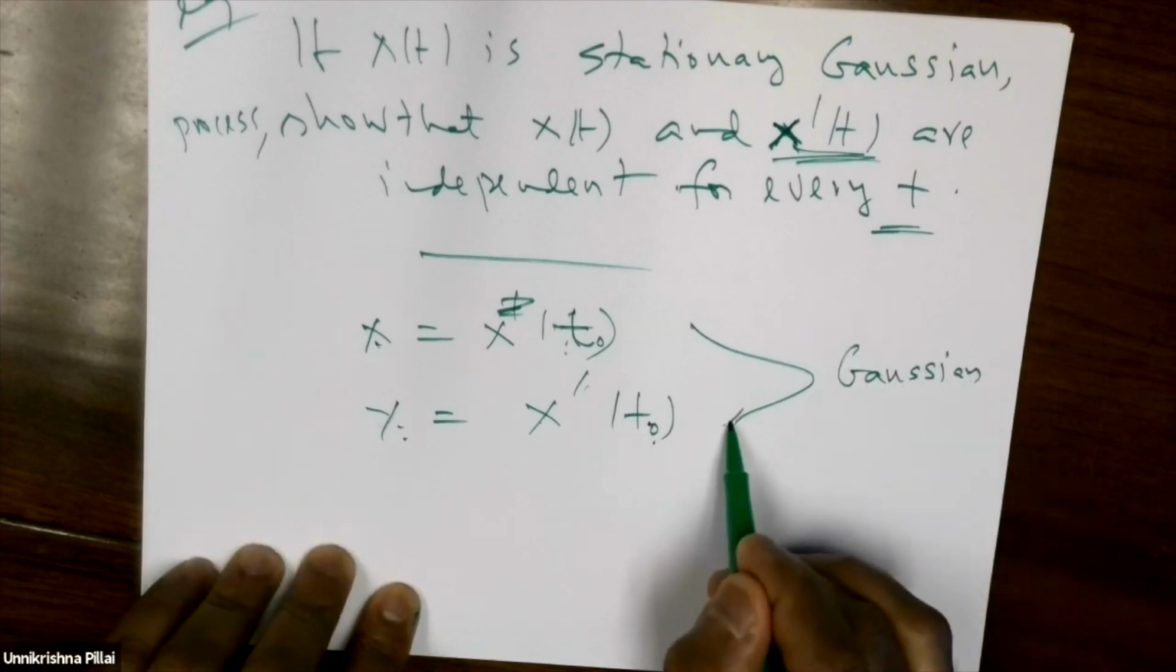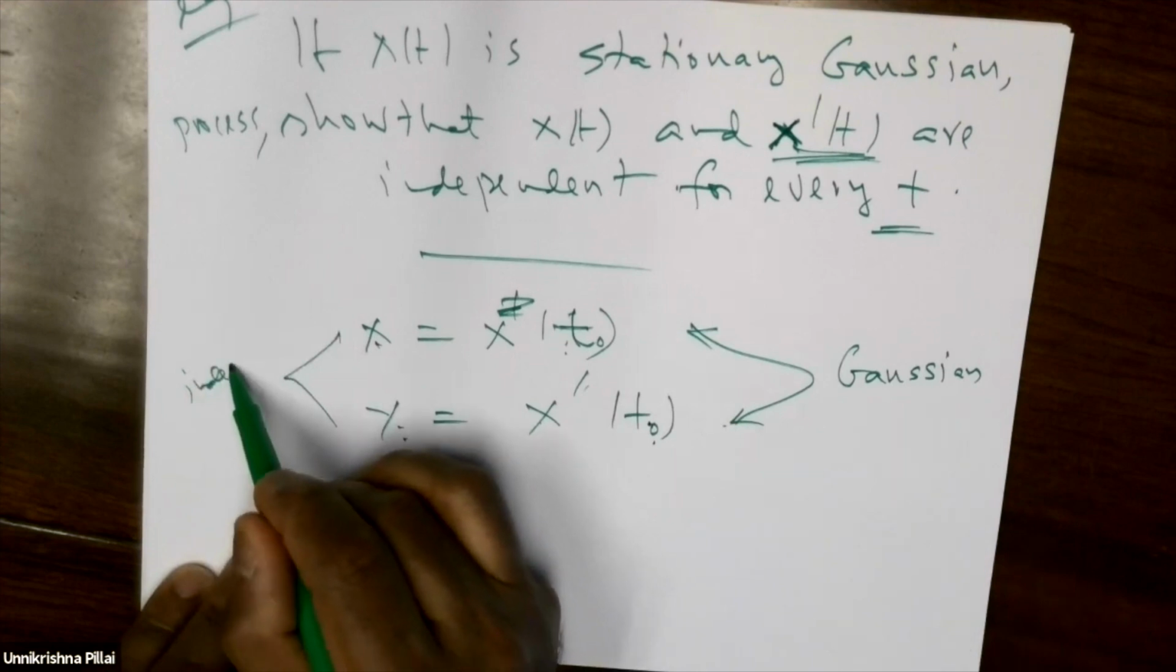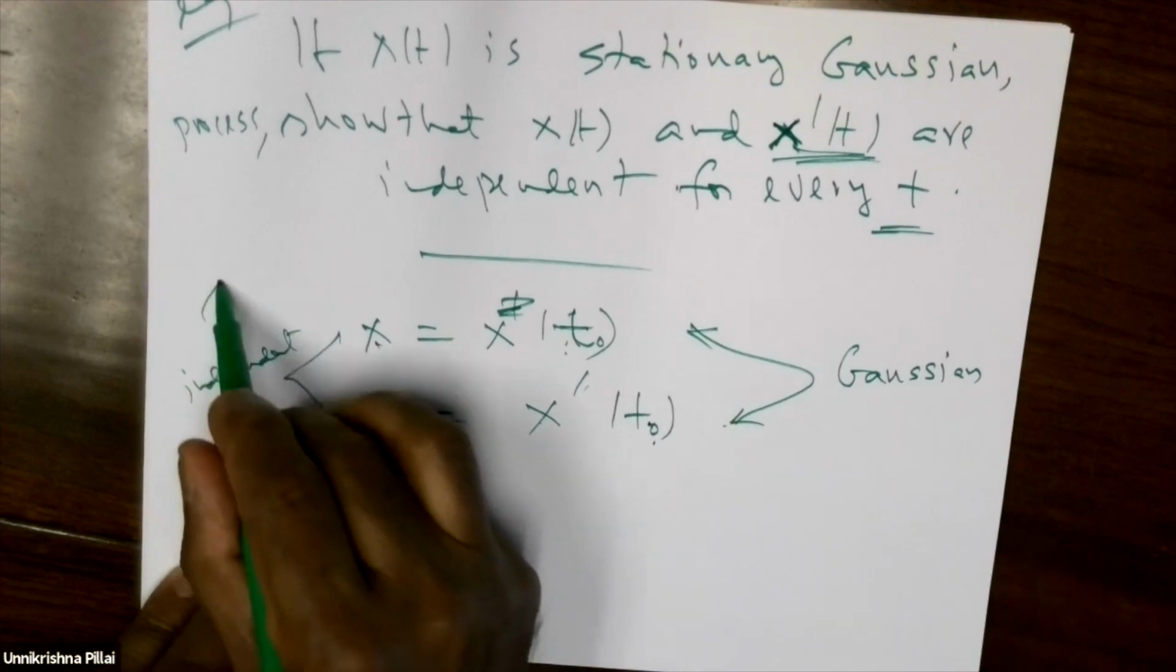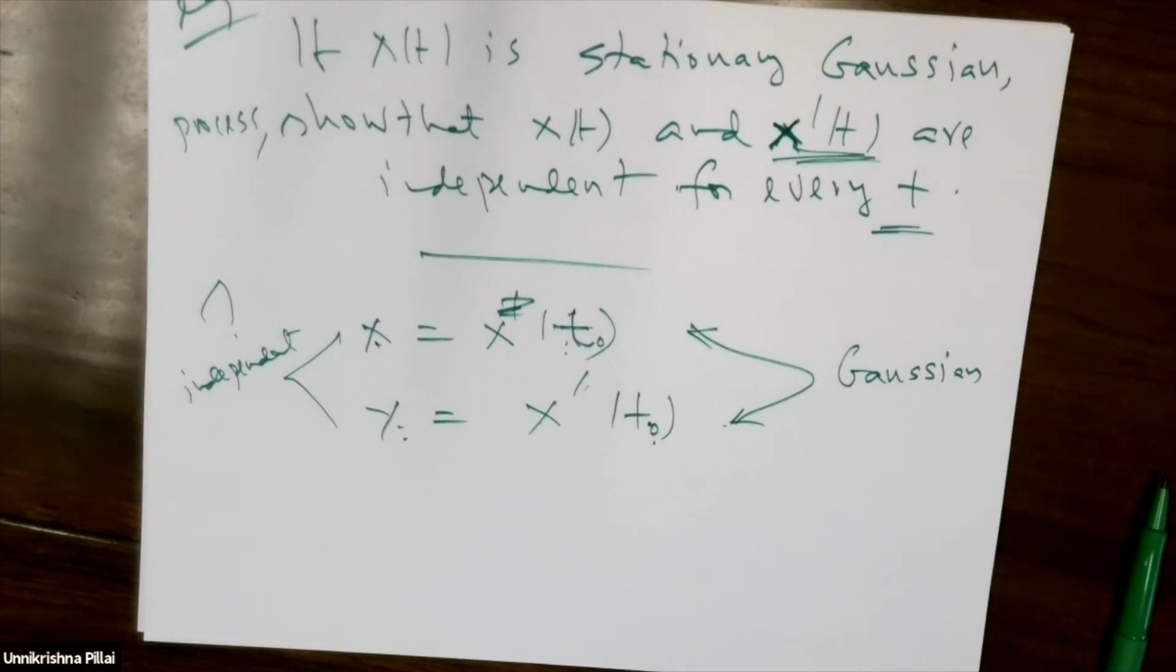So both are Gaussian, we argued. What we want to show is that they are independent. If they are Gaussian, to show that they are independent, what is the easiest thing you could do? To show that two Gaussian random variables are independent is the same as showing they are uncorrelated, that the correlation coefficient is 0.